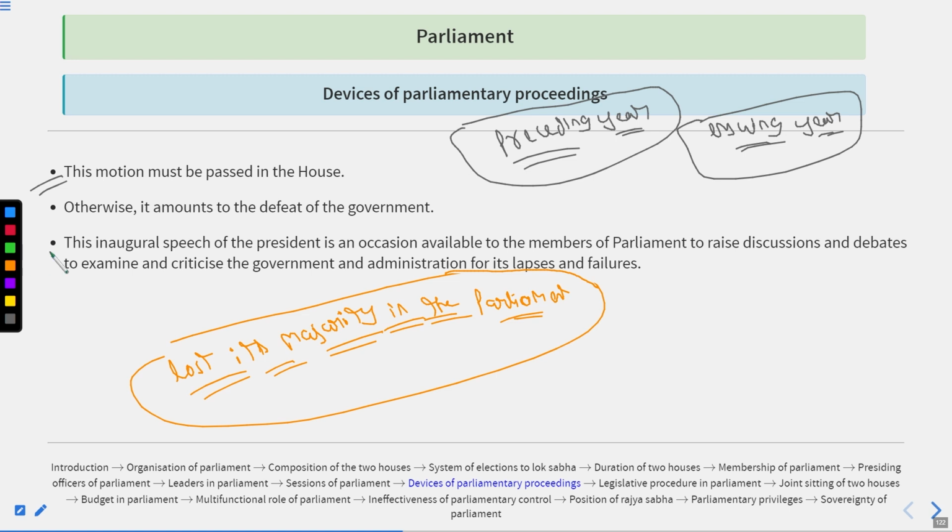All right. This inaugural speech of the president is an occasion available to the members of parliament so that they could raise discussion and debates and examine and criticize the government and administration for its lapses and failures. That's only the entire provisions, and entire things which happened during the discussion, they all collectively are put for voting. Okay, so the majority could be ensured. Put to vote. All right.